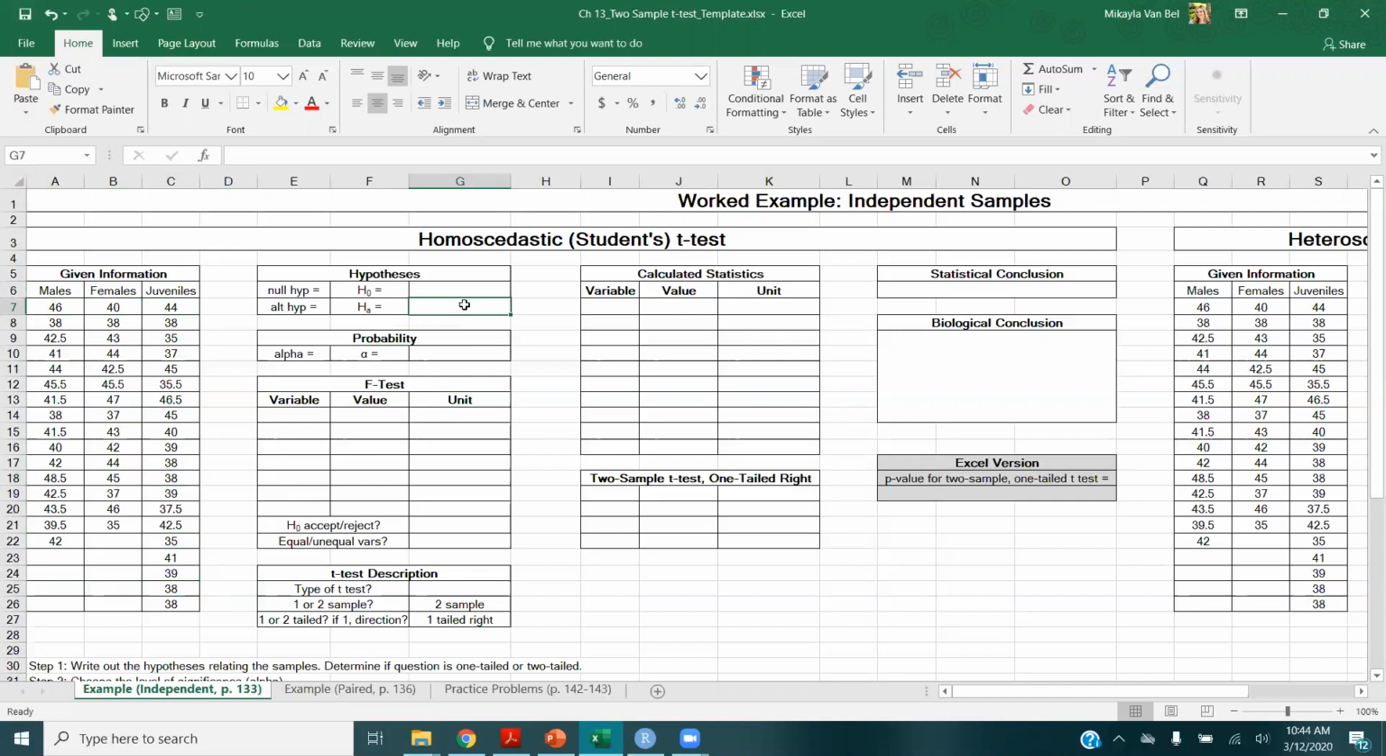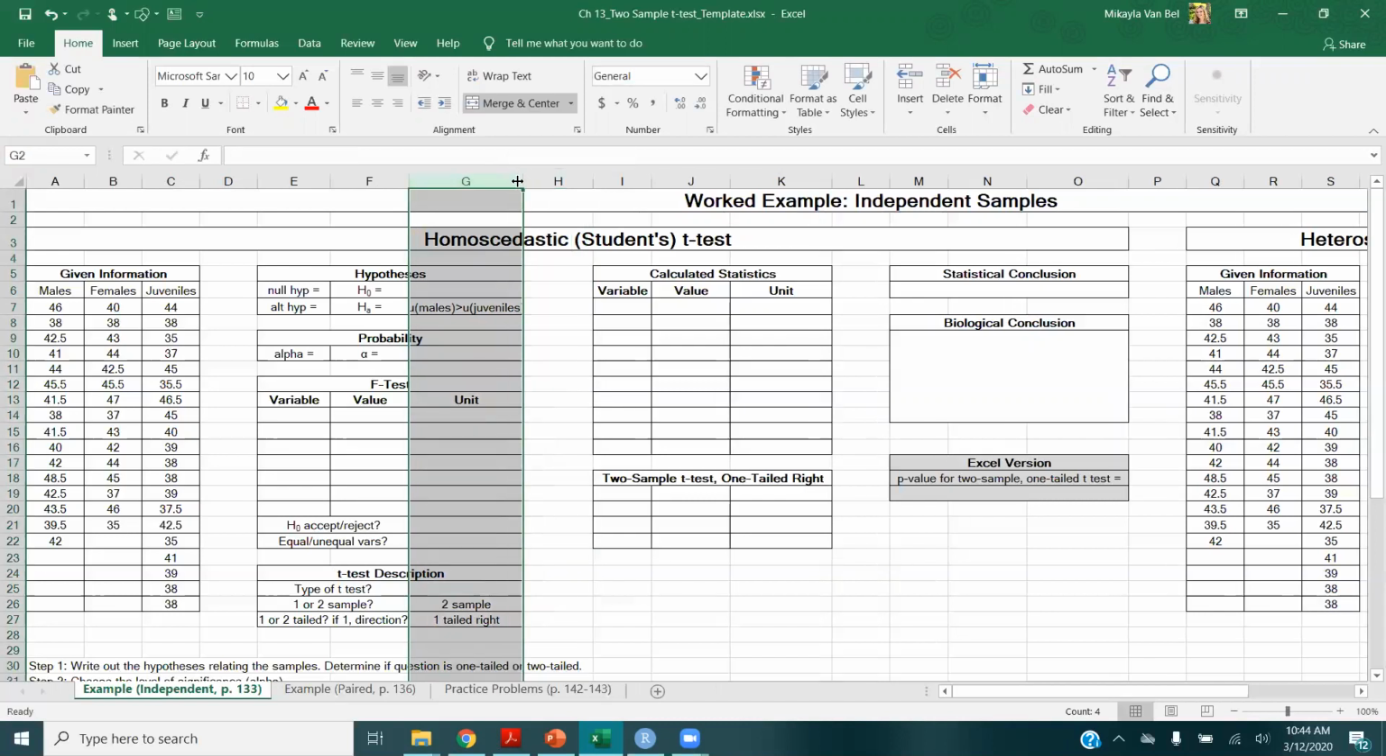If the hypotheses were not given and we were starting with the information that we wanted to do a one-tailed right t-test, we would start with our alternative hypothesis and say that the mean for the males, and I'll put that in parentheses, is greater than the mean of the juveniles. And I'll expand this column just a bit so we can see that.